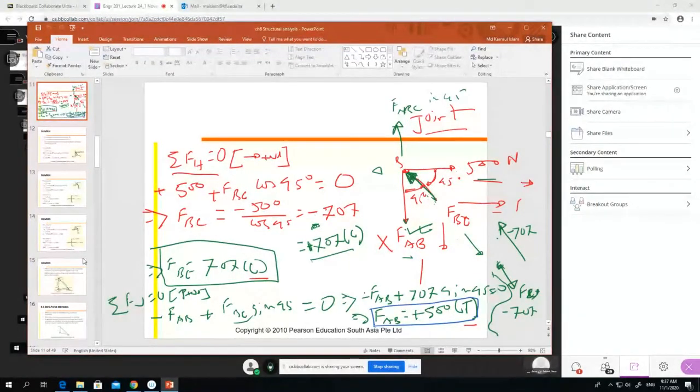We calculated last time, we found the forces FBC, FAB, FAB, FBC, right? We calculated these two forces last time.